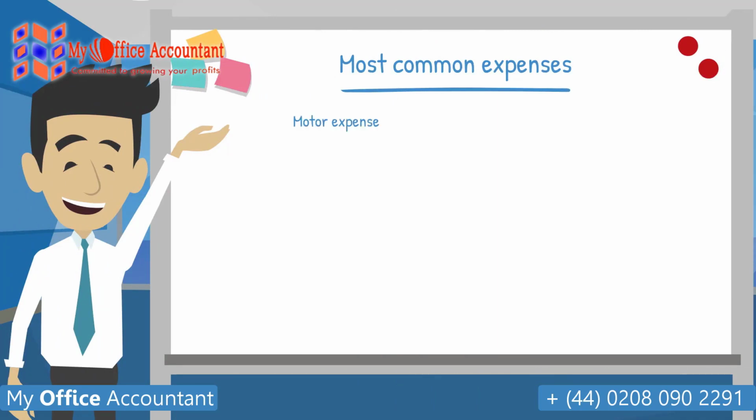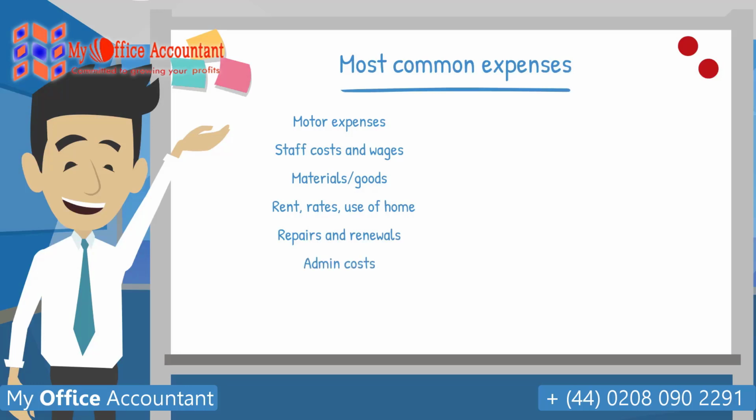Motor expenses, the cost and running of your vehicle, or a mileage allowance instead. Staff costs and wages. Materials or goods that you sell. Use of your home as an office, or if you have an office, the rent, rates and utility bills. Repairs and renewals. This can include repairs to equipment or small renewals such as computer peripherals. Admin costs. Admin costs can include telephone and internet costs, postage and stationery.